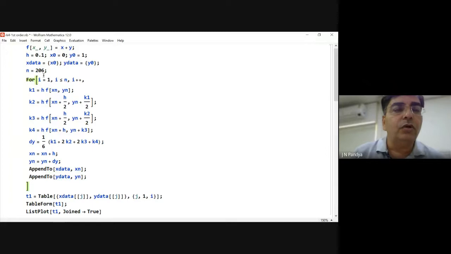So you have got i equal to 1. You are checking this condition, whether i is less than or equal to n or not. So the moment n is equal to 207, it will come out of this loop. But until and unless it is 206, it will be continuously going with this body. Then the next thing is obviously increment. So in what increment do you want to go? So i plus plus.